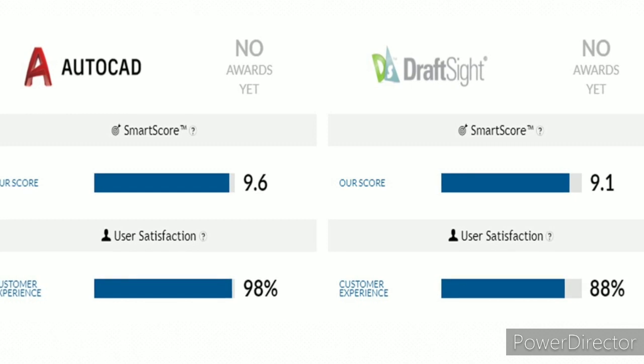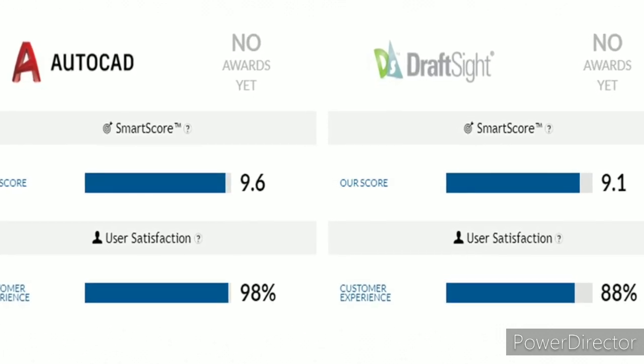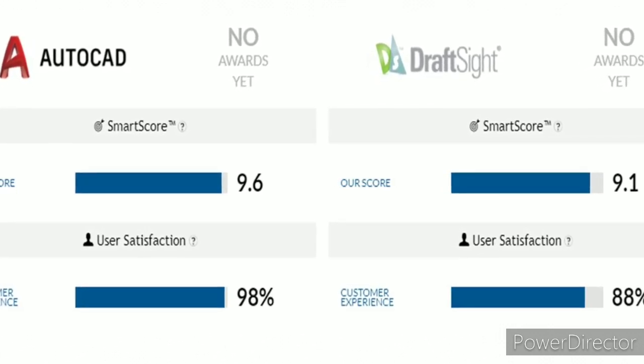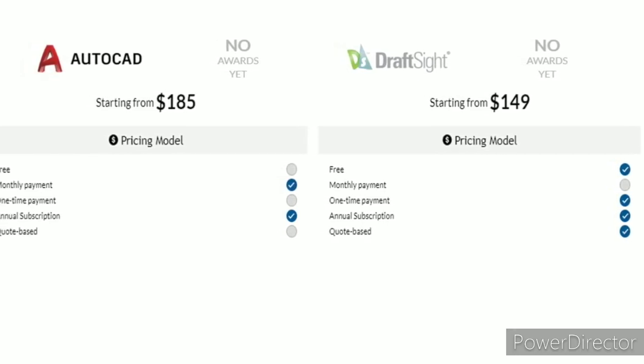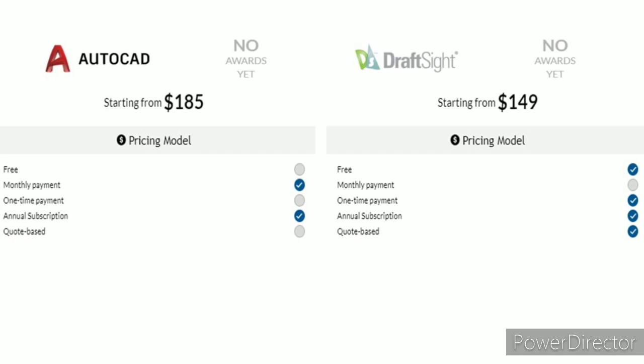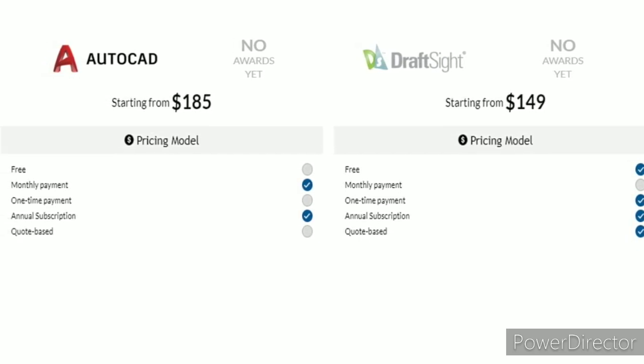Autodesk AutoCAD pricing is available in the following plans. AutoCAD single user license, $185 per month. Part of Collection 1, $335 per month. Part of Collection 2, $310 per month.